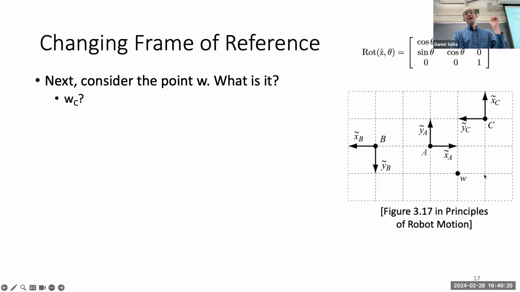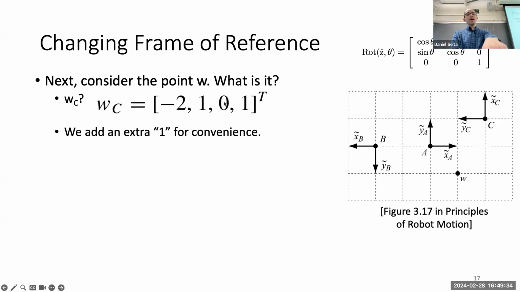So it looks like you have to do -2 in the X direction, but +1 in the Y direction. And then 0 is for the Z, right? Now you put in the 1 for convenience because we're dealing with 4x4 matrices, so you have to make the translation have an extra 1 at the end. Yeah.